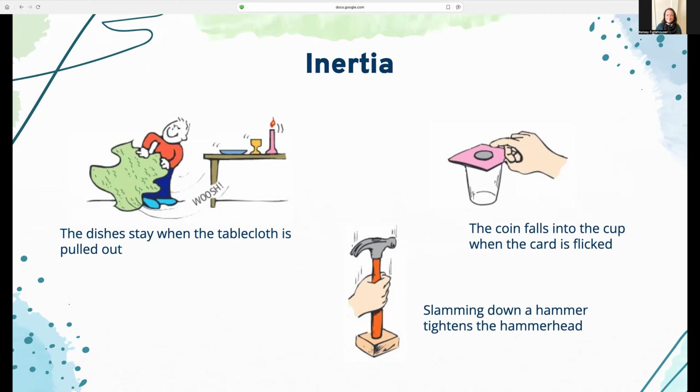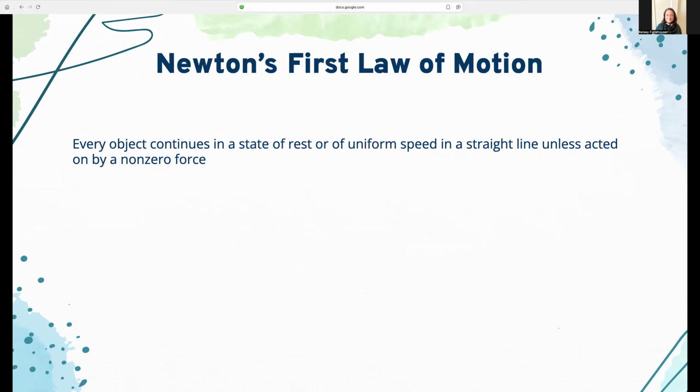And then you can also slam a hammer down, and that tightens the hammer head because the hammerhead doesn't stop immediately when you slam the hammer down, so it ends up tightening on top. And all of these objects show the default for an object in motion or at rest is to keep doing what it's doing. Okay, so Newton's first law, or the law of inertia, says that objects will keep doing what they're doing unless a force acts on them.